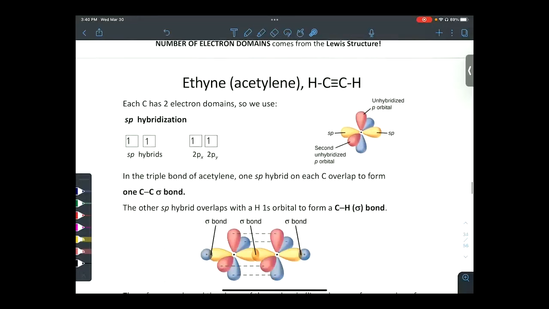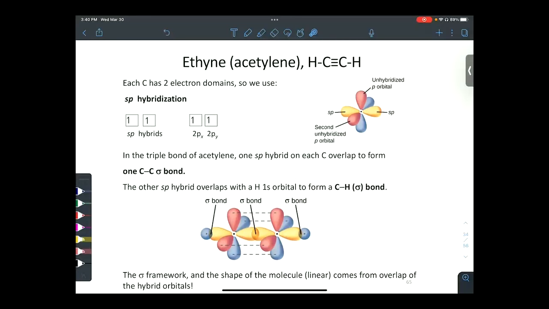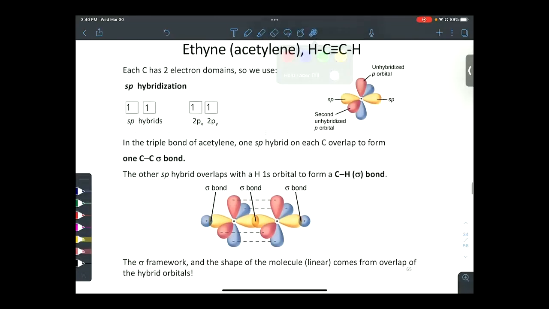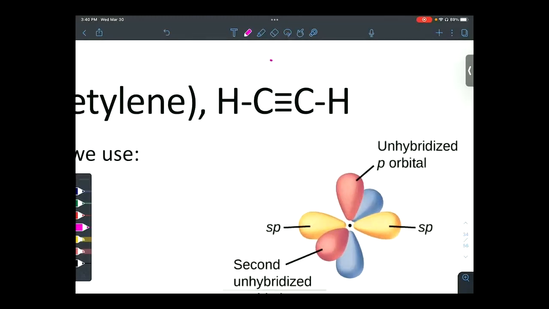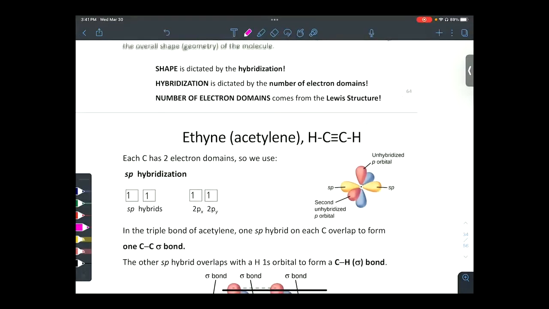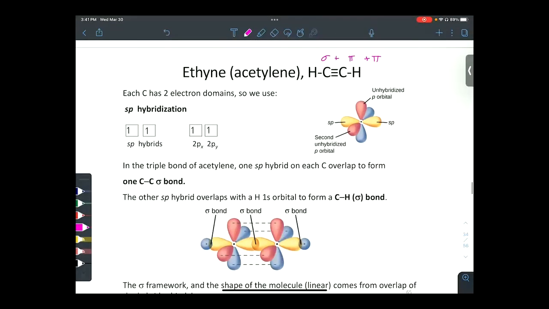Okay, so let's look at one more. Ethyne, or acetylene, is a carbon-carbon triple bond. So a triple bond has what components to it? A sigma, a pi, and another pi. And we already said that a triple bond needs 4 unhybridized orbitals to make that happen. That's exactly what we see here. We have 2 different carbons that are sp hybridized. These hybrid orbitals are involved in our sigma network, but then we have 2 leftover unhybridized p orbitals.